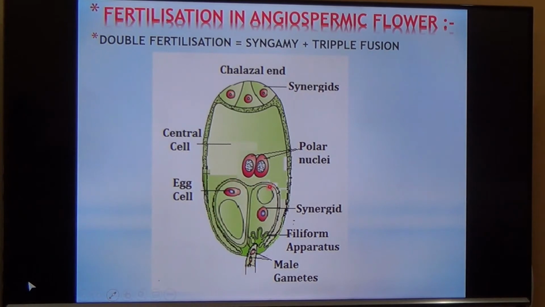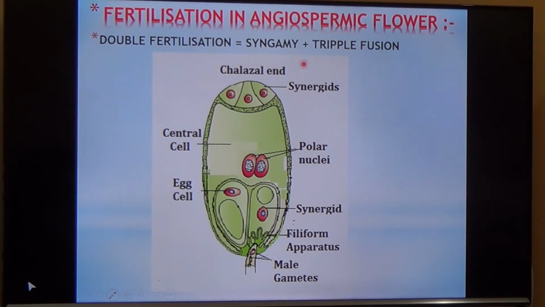Okay, and this is taking place inside the central cell. Now, what are the two prominent events which are taking place inside the embryo sac? These two prominent events are the fertilization. That fertilization is better known as double fertilization. What is double fertilization? Double fertilization means syngamy and triple fusion.